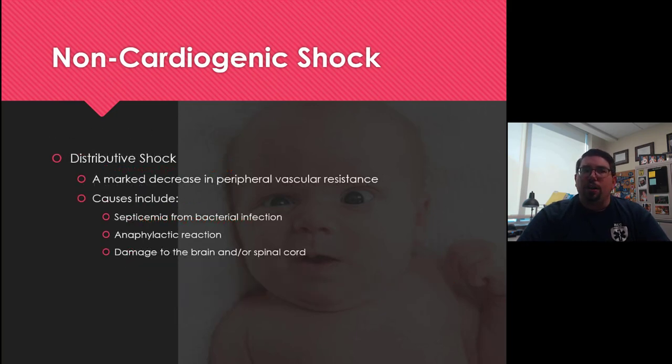The next form of non-cardiogenic shock we have is distributive shock. In distributive shock, we notice a marked decrease in peripheral vascular resistance. Oftentimes, we see a loss of tone of the vessels, leading to vasodilation and then a drop in pressure and cardiac output. These causes include things like sepsis or septicemia from a bacterial infection, anaphylactic reaction, or damage to the brain and/or spinal cord, in the example of neurogenic shock.